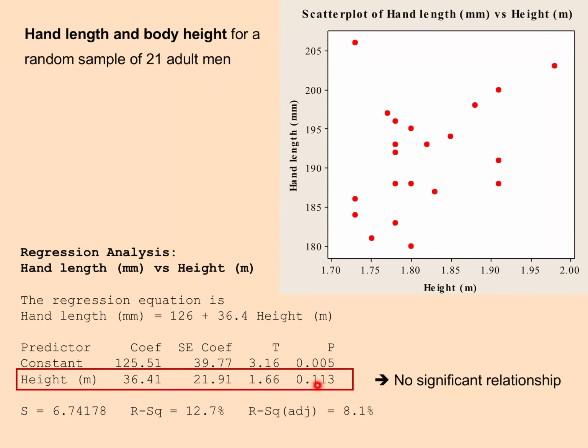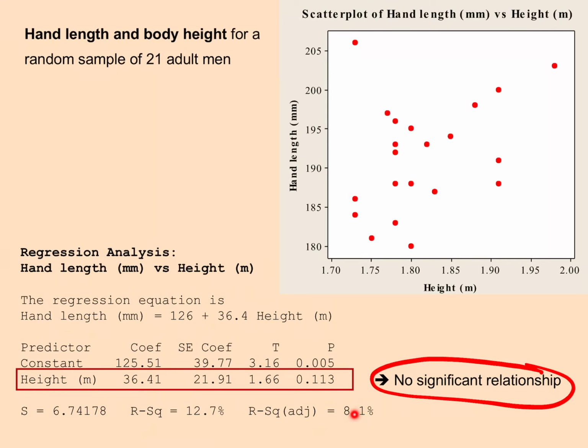We get a t-value of 1.66, and that correlates to a p-value of 0.113. That's less than 2, isn't it? So we know we're less than 95% confident, so our p-value is going to be greater than 0.05. And so this is telling us we should accept our null hypothesis. There is no significant relationship there.